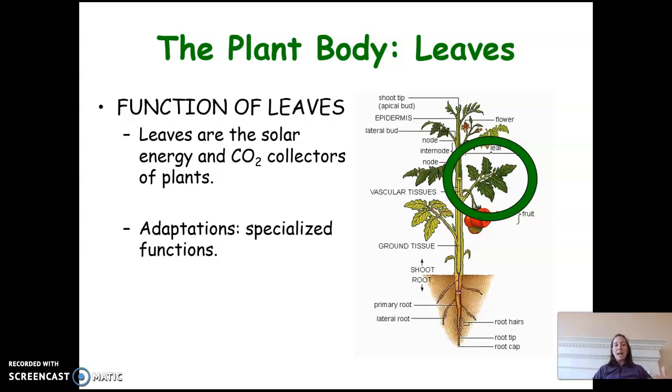There are many adaptations for leaves. I talked about one in the Moodle site, pine needles, but at the end of this lecture you will see some other leaf adaptations with specialized functions. On the right we have a picture of a plant highlighting the leaf right here.